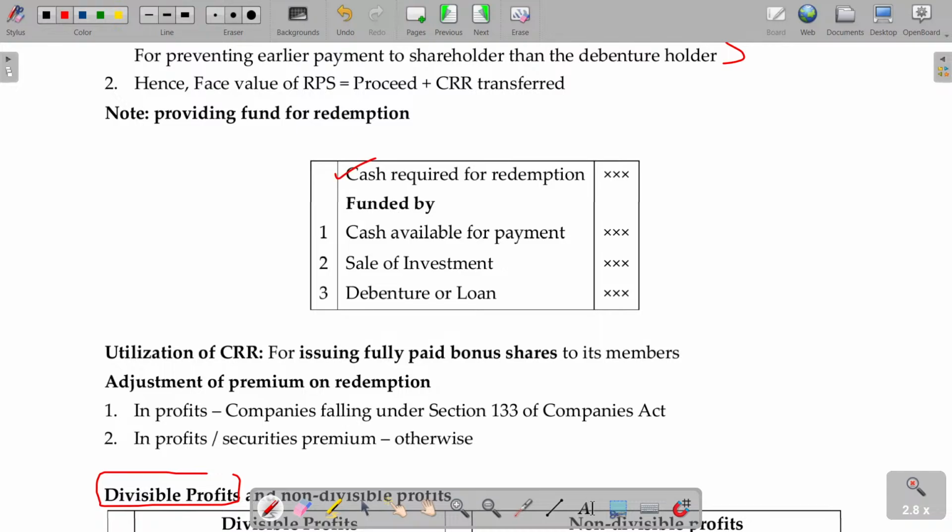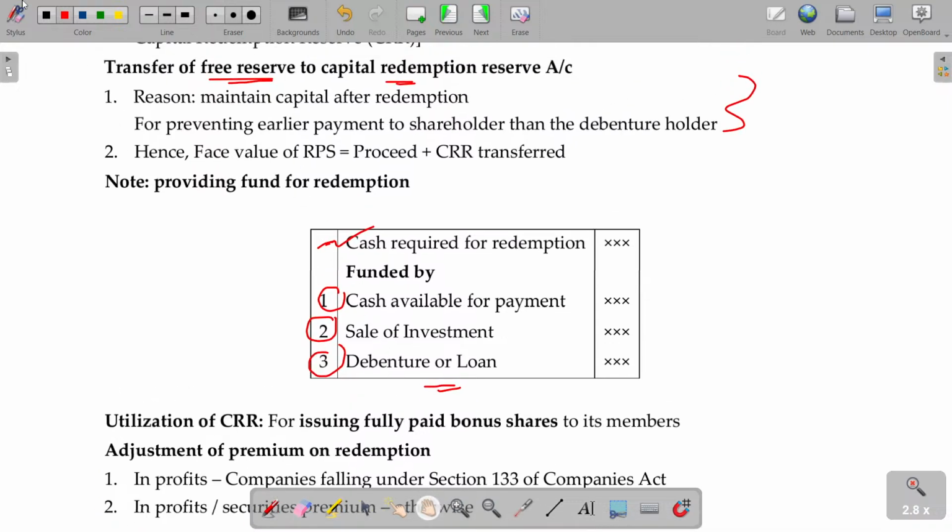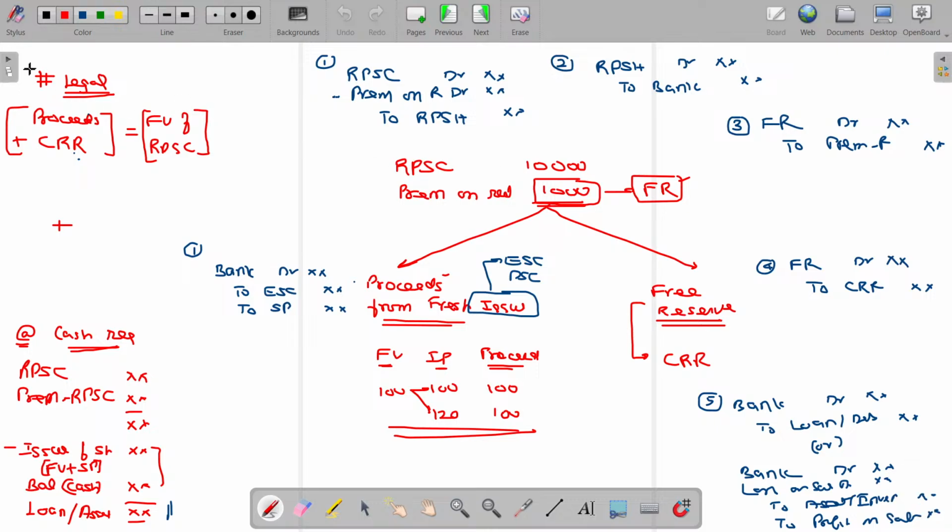Cash required for redemption purpose, funded by what? Cash available for payment and sale of investment; the balance you can create using the debenture loan. This is about the cash requirement. And for the redemption of preference share, the face value of the redeemable preferred share capital should be equal to what? Proceeds and CRR transfer. This is the legal requirement. This one being the legal requirement, this is all about cash requirements.